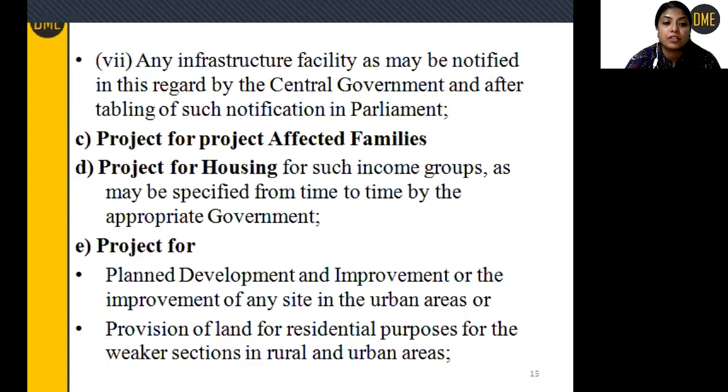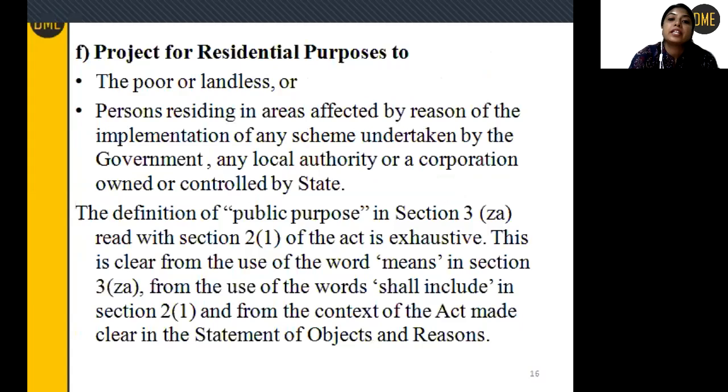So it is a very exhaustive definition, you see. Then projects for planned development or improvement of any site in urban area or provision of land for residential purposes for the weaker sections in rural or urban areas. Then projects for residential purposes for the poor or landless or persons residing in areas which are affected by reason of the implementation of any scheme and any law made by the government, any local authority or a corporation owned and controlled by the state. So the definition of public purpose in section 3ZA, read with section 2(1) of the Act, is very, very exhaustive.